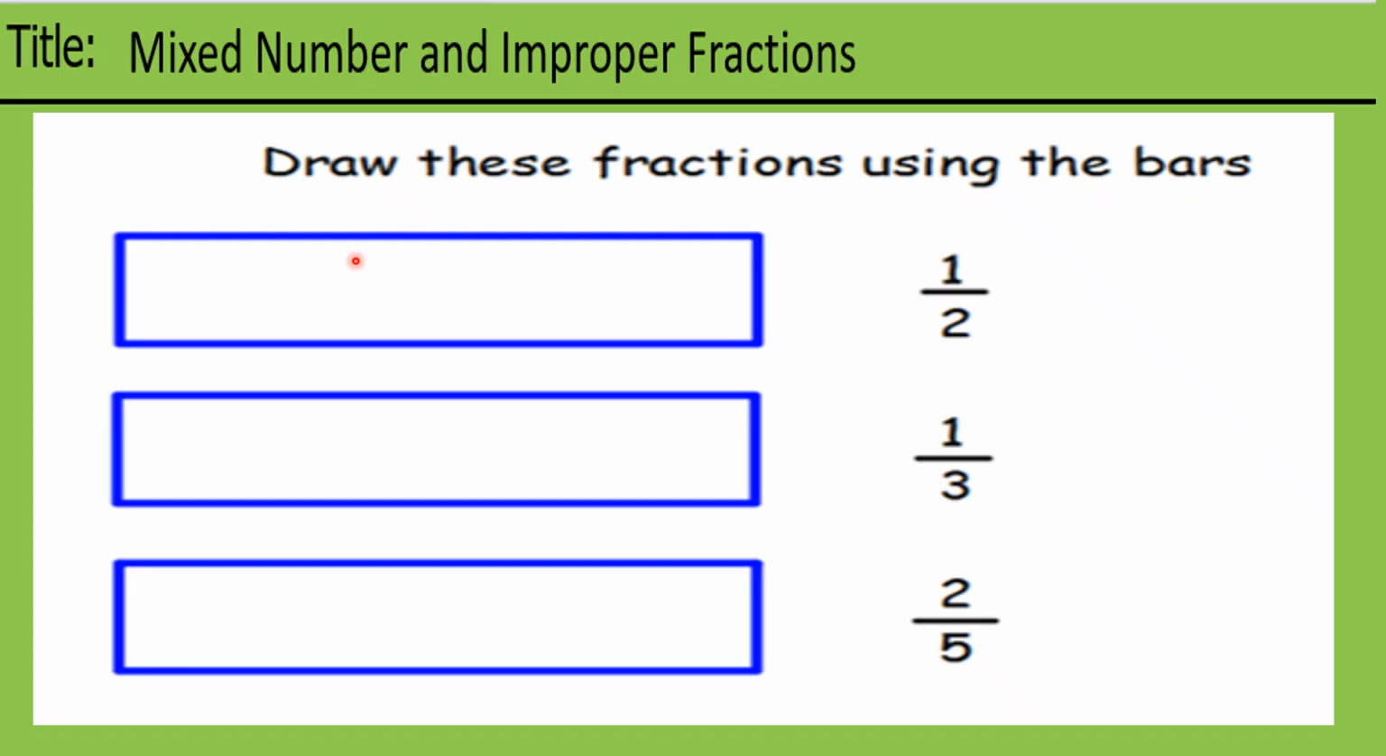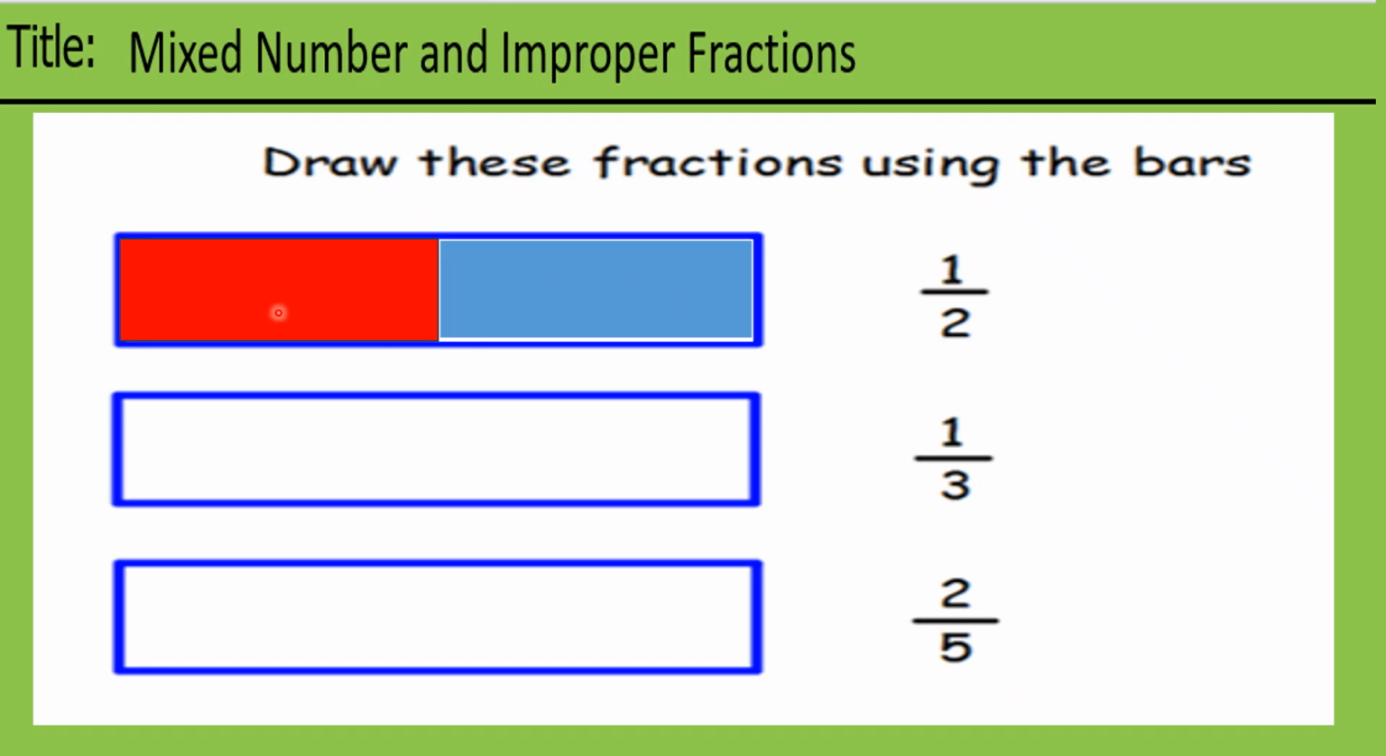Here we have a whole, and we're going to split this whole into two equal parts. So here we go, 1, 2, and then this represents 1/2, therefore it's 1 out of 2. So this is a half, which is the same as 1 out of 2. So that's 1/2.